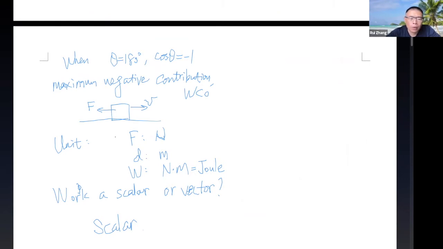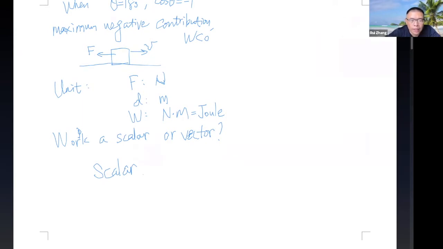Okay. So, and then we say that work is a scalar, okay? Although there's a sign, it could be positive or negative, there's no direction for work, okay? So it's just a scalar, and the unit for work is just the Newton times meter, okay? Because it's force times distance. So that equals joule, okay?